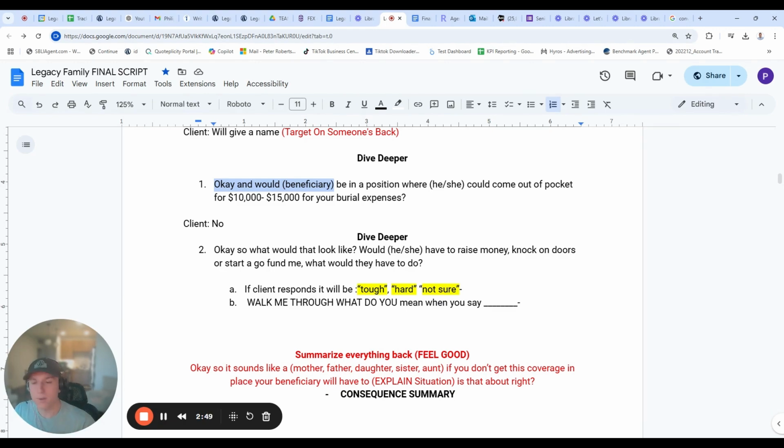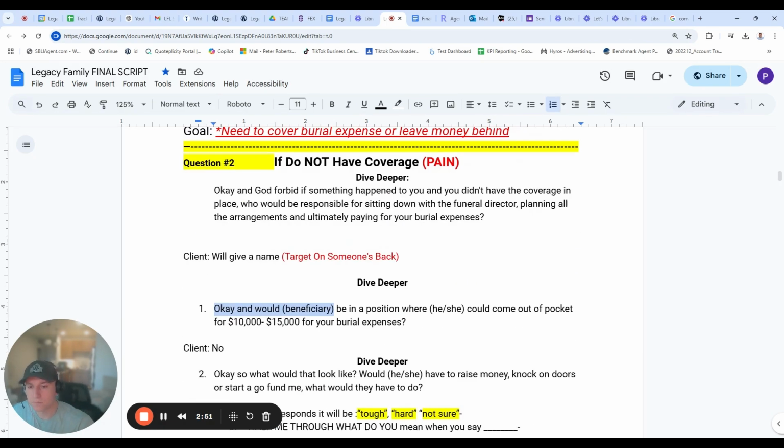Okay. So I'm going to break this down a little bit more in depth. You're basically asking who's the one sitting down at the funeral home, paying for all the arrangements, and ultimately paying for your burial expenses. Then the prospect's going to give you a name: their husband, their wife, their daughter, their friend, their sister. Then you're going to ask the follow up question: wow, and would your sister be in a position where she could come out of pocket $10,000 to $15,000 to pay for your burial expenses? They're most likely going to say no.